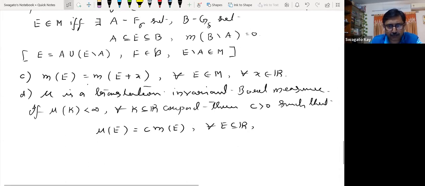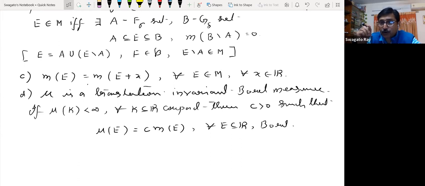So what we mean is that you take any translation invariant measure, or any translation invariant Borel measure, which has the property that it is finite on all compact sets, then that measure is just a constant multiple of the Lebesgue measure. There is no other measure which has this property except a constant multiple of Lebesgue measure.